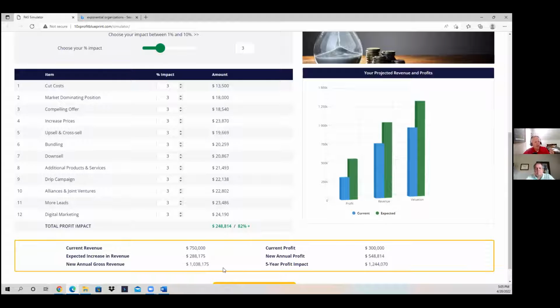That's kind of this little area over here. And now your new profit would be $548,000 a year. So by having just small 3% changes, you can take it from a 750 business to $1 million in revenue, and you can grow your profits by 82%, go from 300,000 to 550,000.